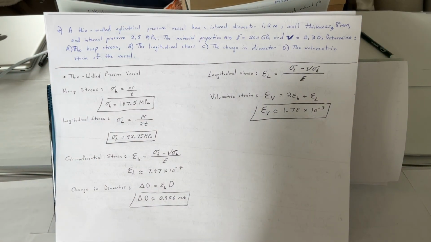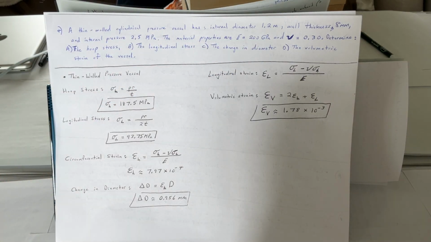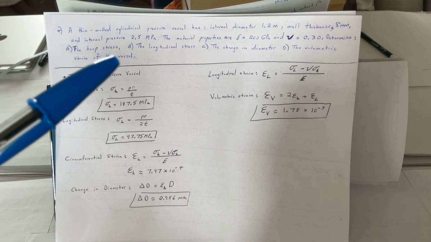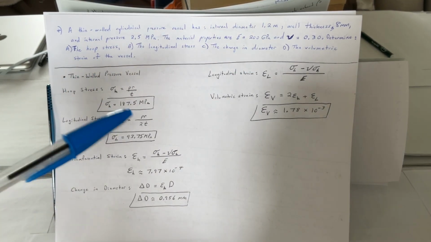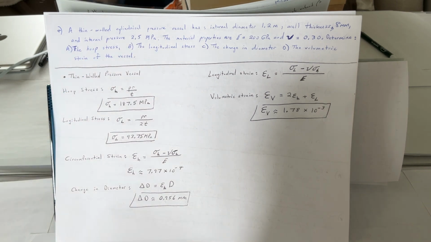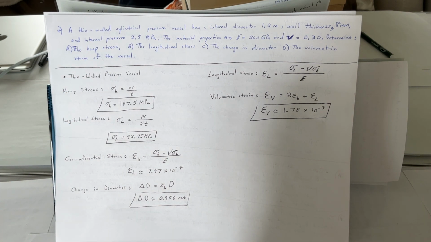Okay, so for number 4, thin-walled cylindrical pressure vessel has internal diameter of 1.2 meters, thickness 8 mm, and internal pressure 2.5 MPa. The material properties are E equals 200 GPa and nu equals 0.30. Determine A, the hoop stress, B, the longitudinal stress, C, the change in diameter, and D, the volumetric strain of the vessel. Okay, so this is a thin-walled pressure vessel problem.